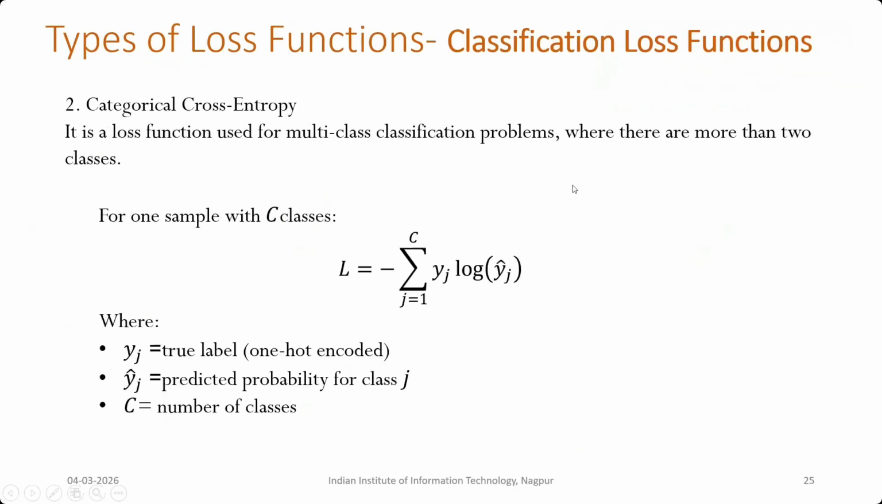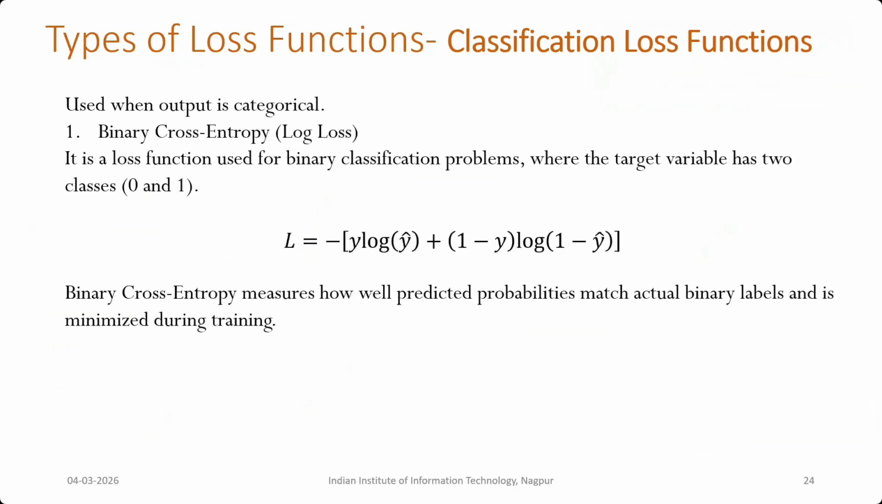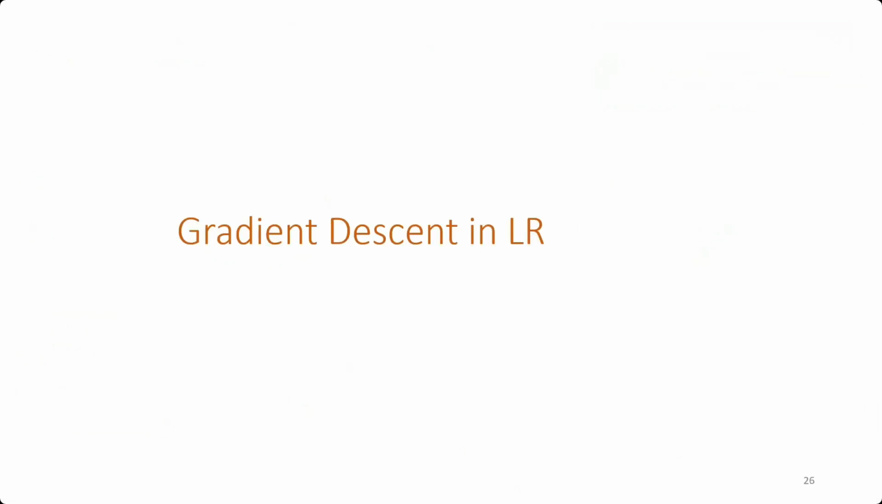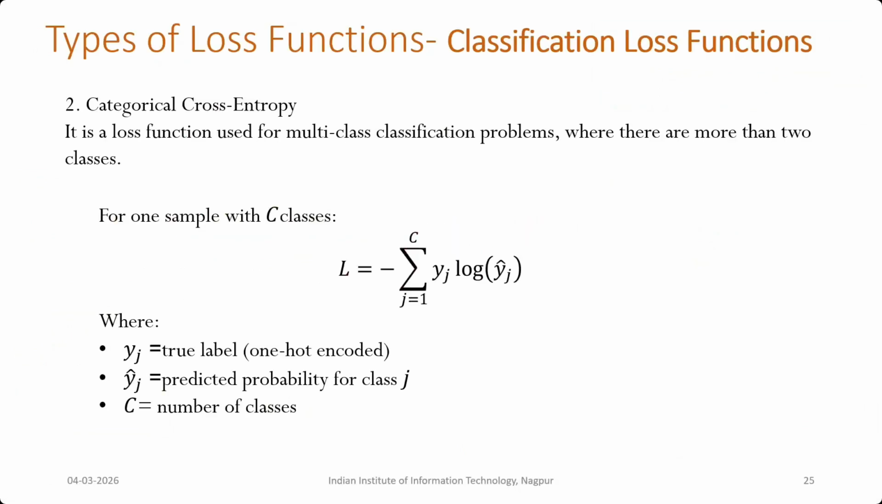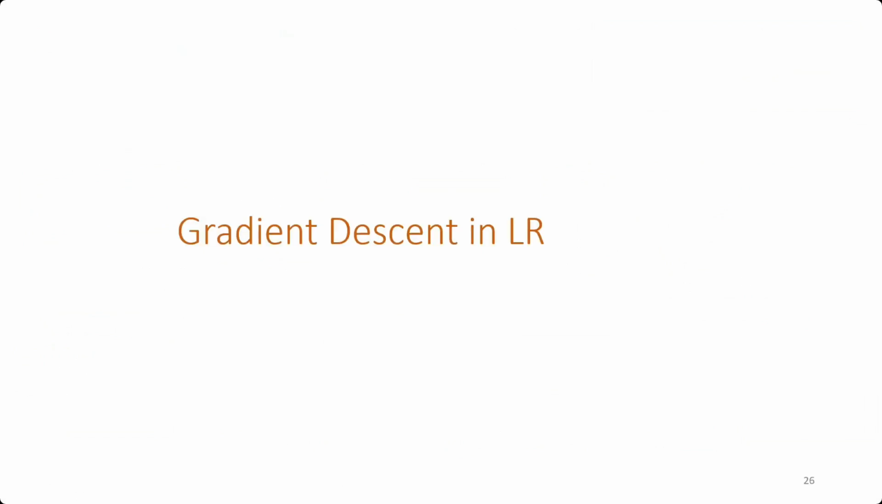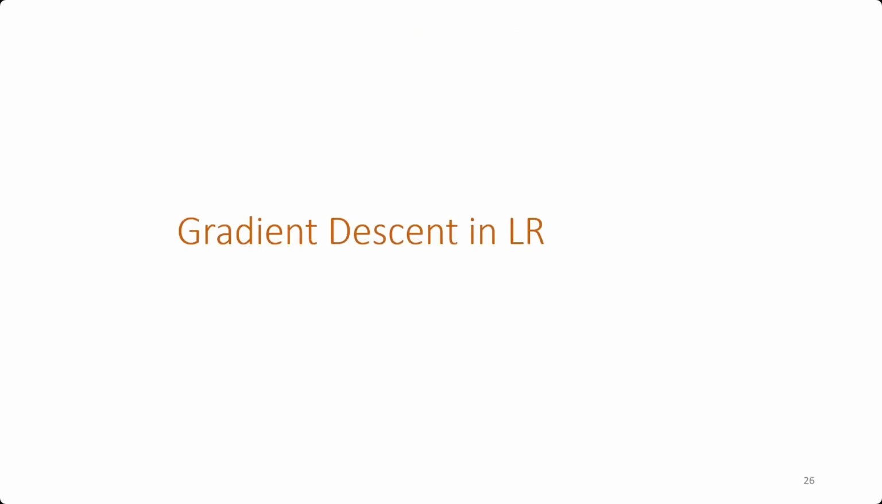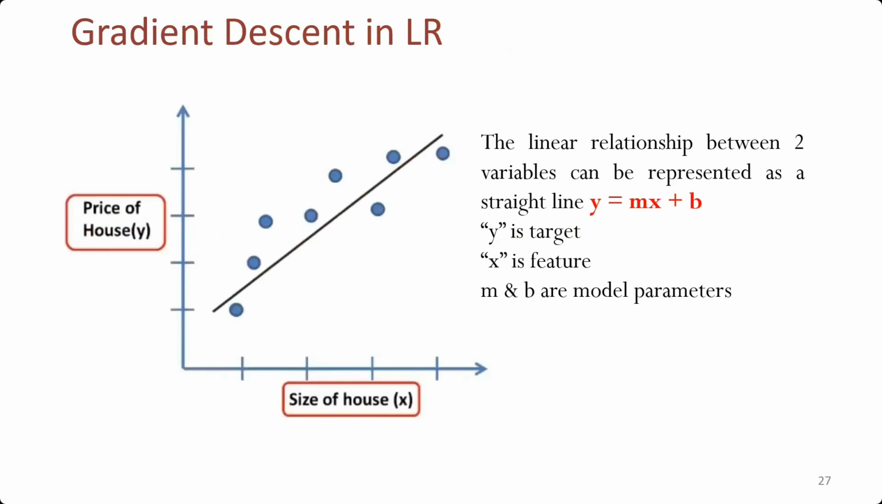We just now covered these two things. In classification, there are binary cross entropy and categorical cross entropy. So far what we have seen is basically different loss functions. Now how to decide these parameters, how to choose these parameters? There are different optimization algorithms to decide those parameters.